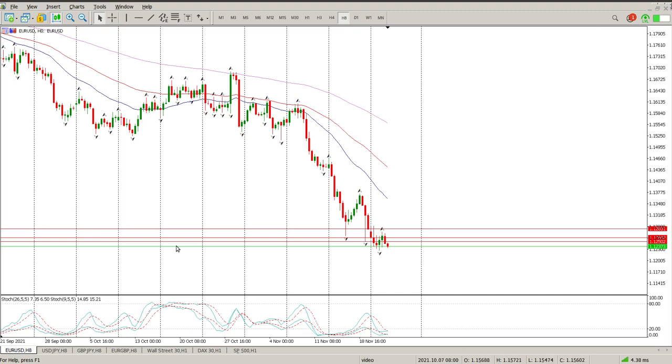Nothing really happened yesterday, but actually this whole week it's been pretty quiet. Remember, it's Thanksgiving weekend in the US, so basically the holiday starts tomorrow, and then we've got a whole string of data coming out today, which would impact the dollar.